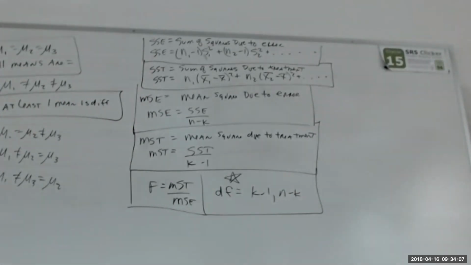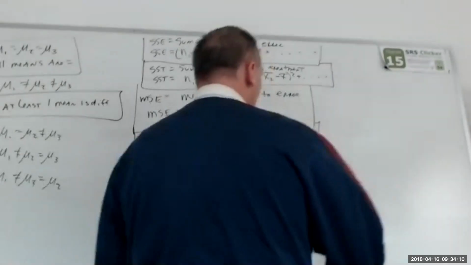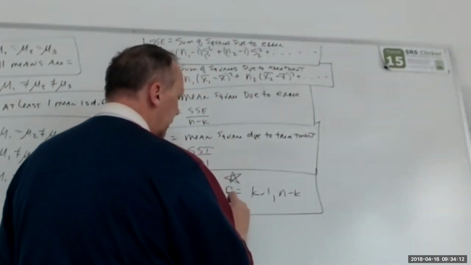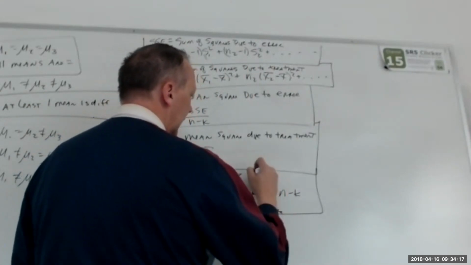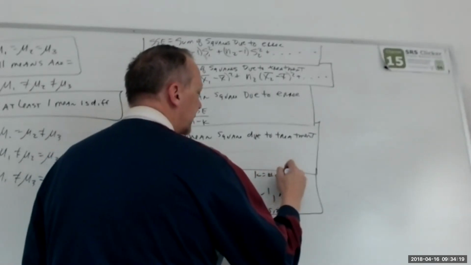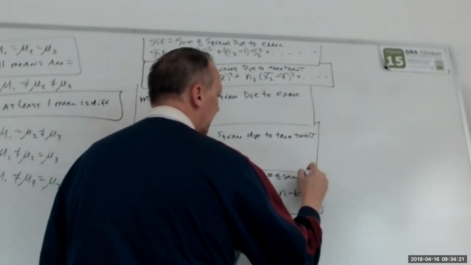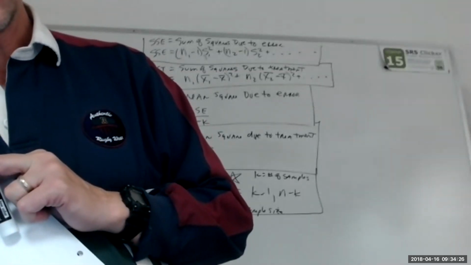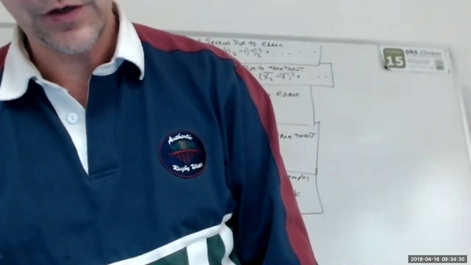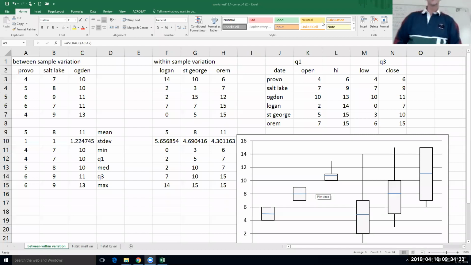K is a number of... Okay, so that's a good question. N equals your total sample size, and k equals your number of samples. So in our case, going back to what we've got here, our first example that we're going to do is we're going to compare Provo, Salt Lake, and Ogden. We're going to do the first three, and we're going to see if those are significantly different.